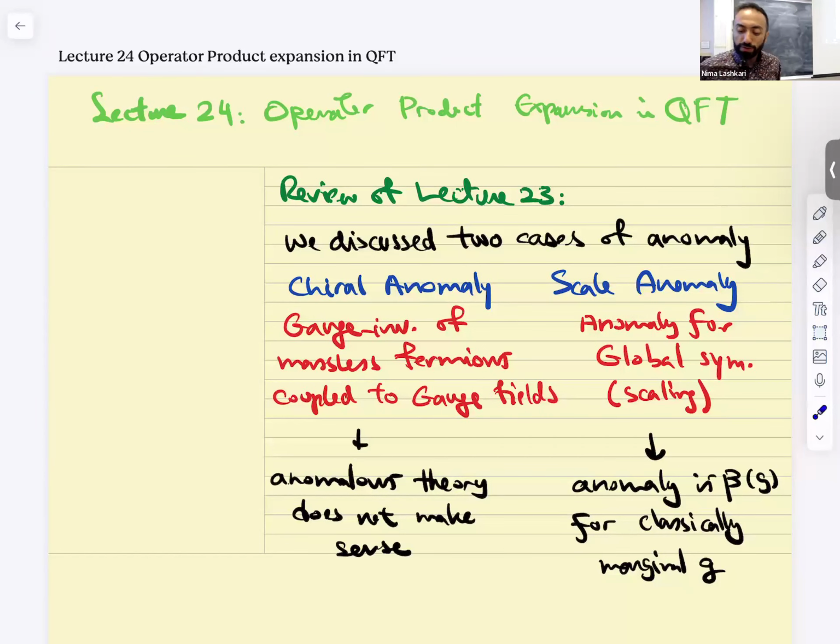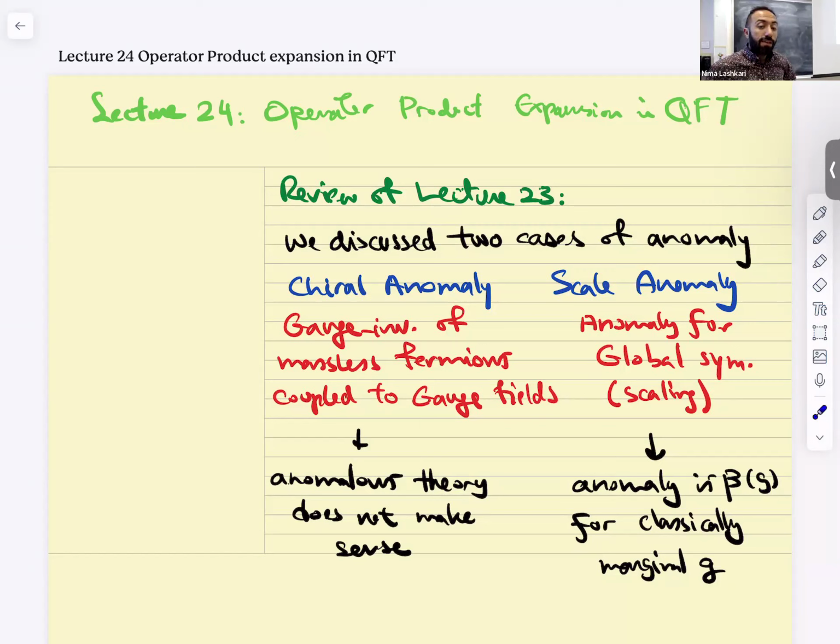So, review of lecture 23, or more generally, the whole anomaly discussion. In our discussion of anomaly, we discussed two cases, chiral anomaly and scale anomaly. Chiral anomaly is an example of an anomaly of gauge theories, which leads to inconsistency of the theory. You could arrange for anomaly cancellation by adjusting your field configuration, hand-picking things, making sure that the anomaly cancels.